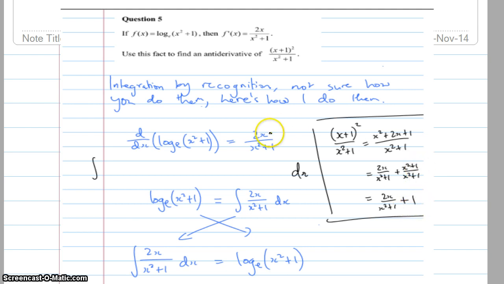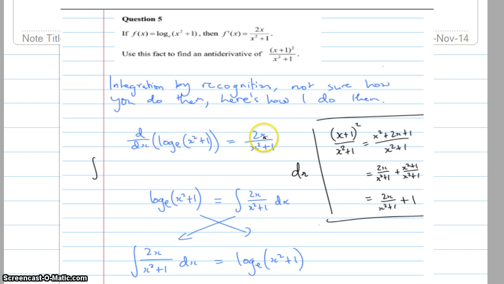So what they're saying is use this fact here to work out the antiderivative of this here, or the antiderivative of that, which actually turns out to be this. So this is one of those integration by recognition questions. What I'm going to do is, this is how I do it. I don't know how other people do it, but this is how I do it.